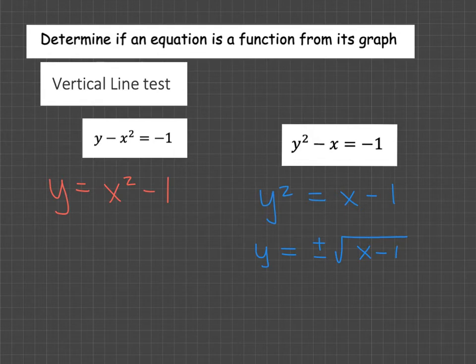So we know that this first one is a function because we don't have that plus or minus out in front. Okay, so f of x equal to x squared minus 1 is a function. This other one, y equals plus or minus square root of x minus 1, is not a function.